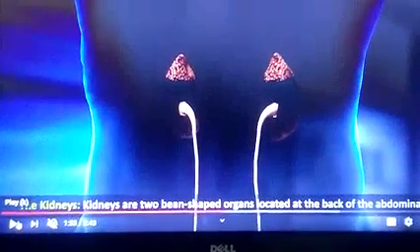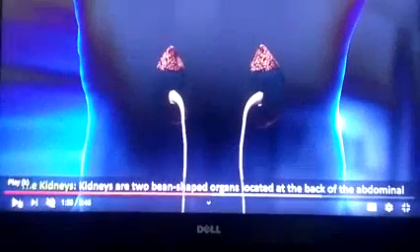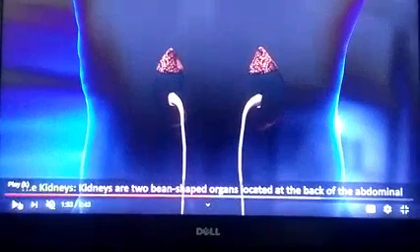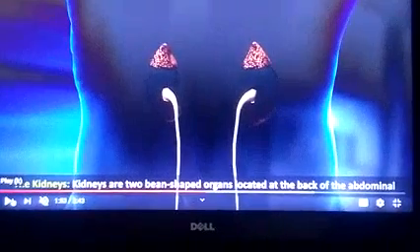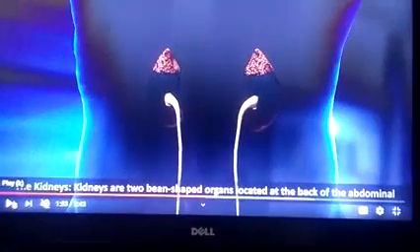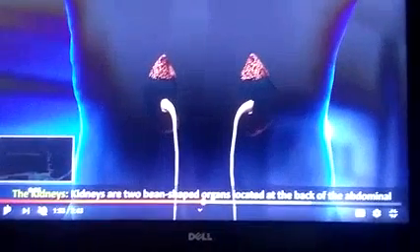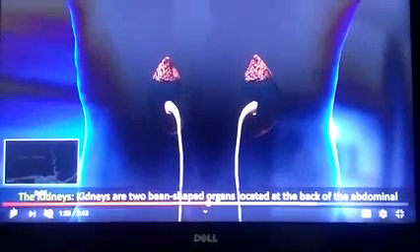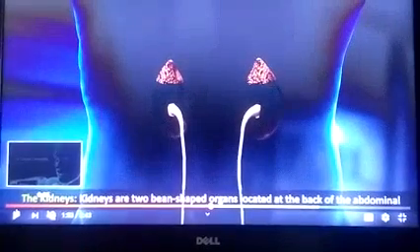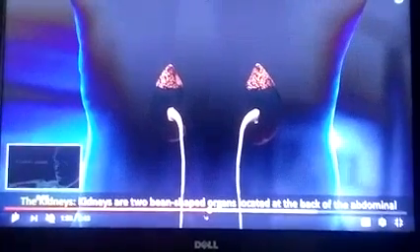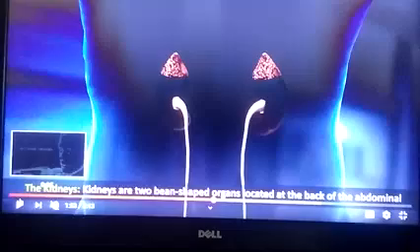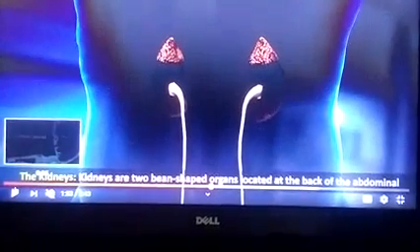See, here you can see two kidneys. So these are the kidneys, and kidneys are bean shaped. Kidneys are located at the back side of the stomach, and their main function is to purify blood. They filter all the waste from the blood and make it into urine and release it outside. That's the function of the kidneys.